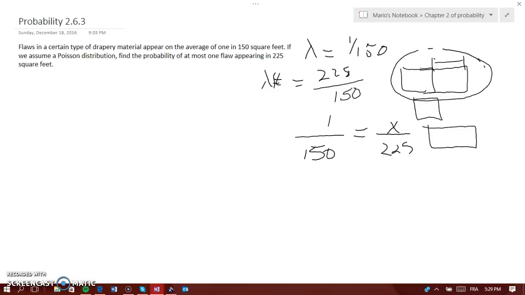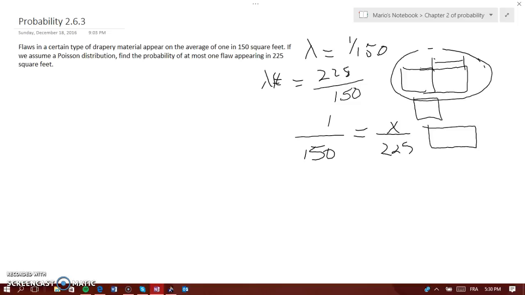Now, let's try to put this in application. We know that the lambda is equal to 1 over 150 because that's what the original flaws per square feet is. The new lambda we are looking for is 1 times 225 over 150, which is 1.5 when you divide 225 by 150.